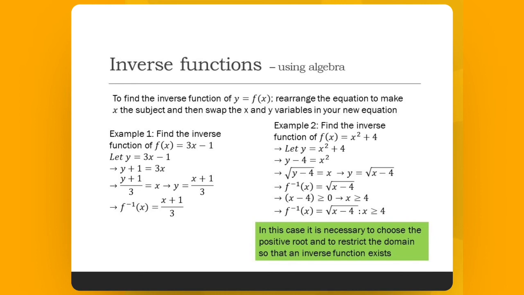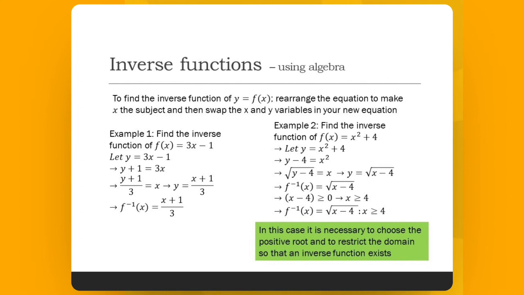Example 2. Find the inverse function of f of x equals x squared plus 4. Again, we let y equal x squared plus 4. Then we take away 4 from both sides to have y minus 4 equals x squared. Taking the square root of both sides gives the square root of (y minus 4) equals x. Then we swap the x and the y so that we have y equals square root of (x minus 4).